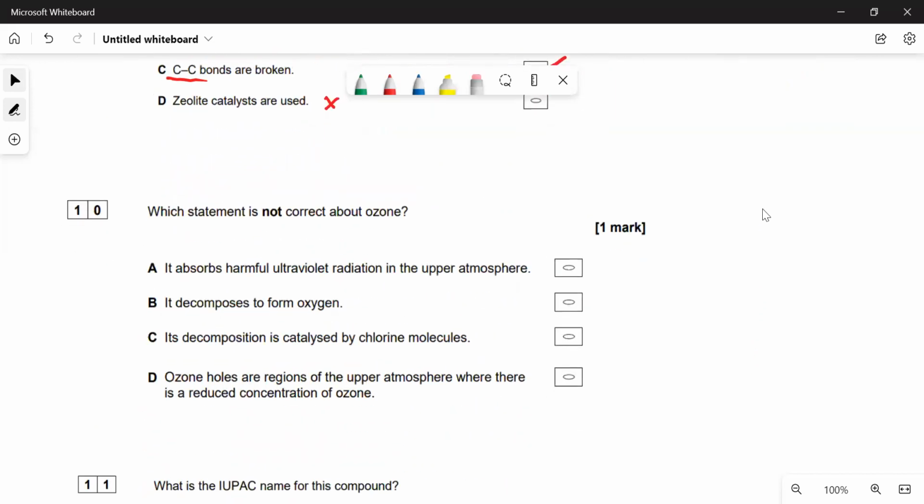Which statement is not correct about ozone? Right, it absorbs harmful UV, which of course is O3. Yes, it does absorb UV light. It decomposes to form O2, oxygen. Its decomposition is catalyzed by chlorine molecules.